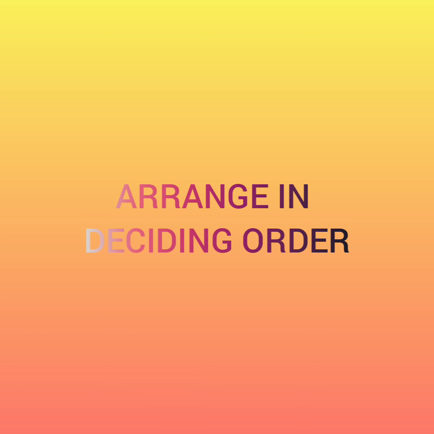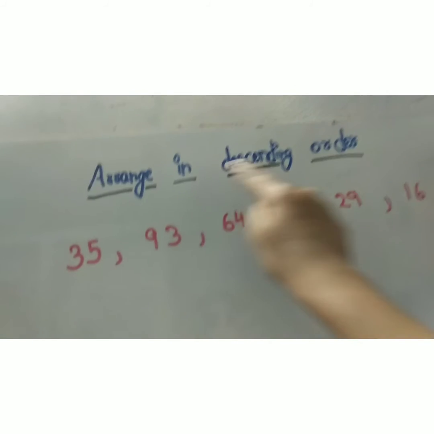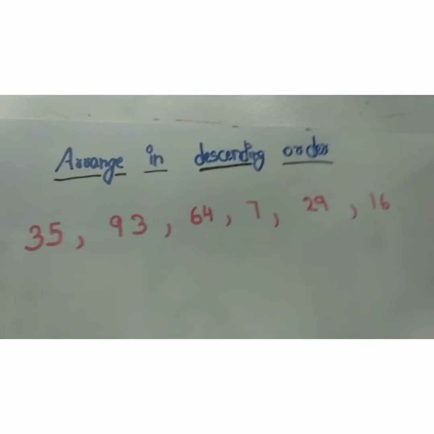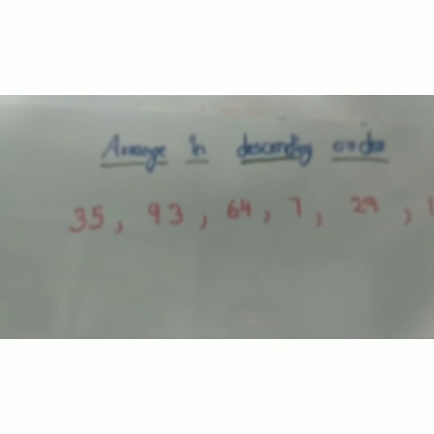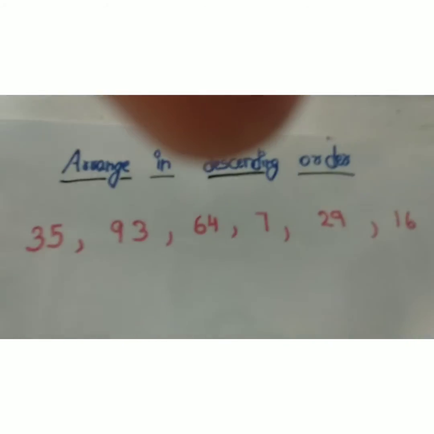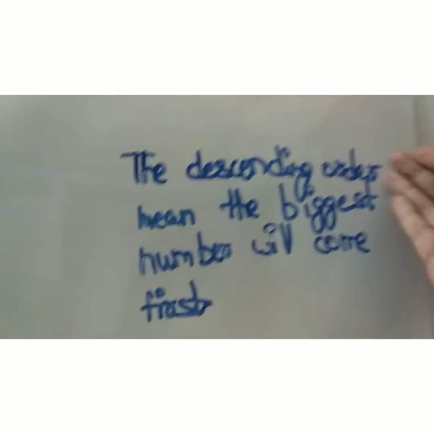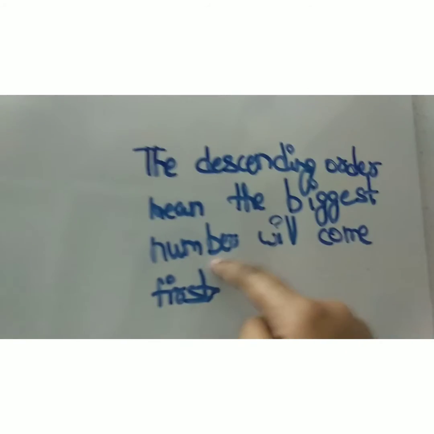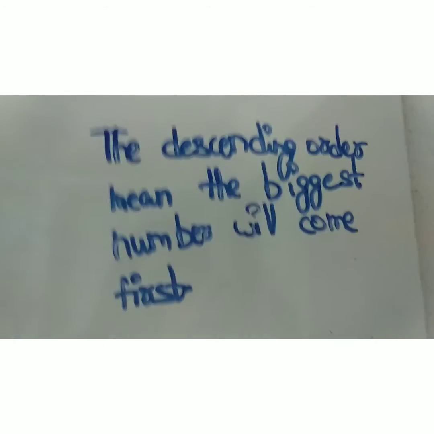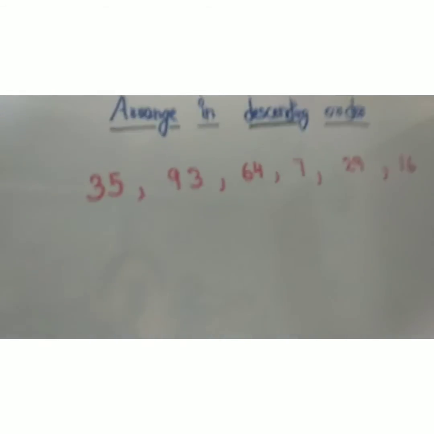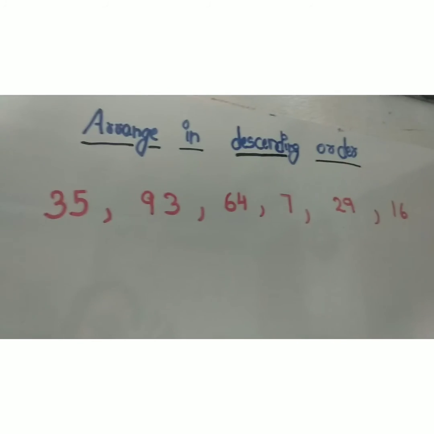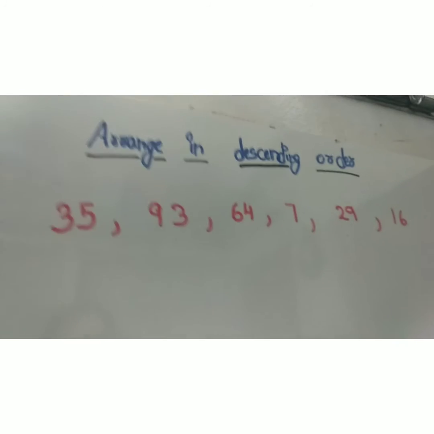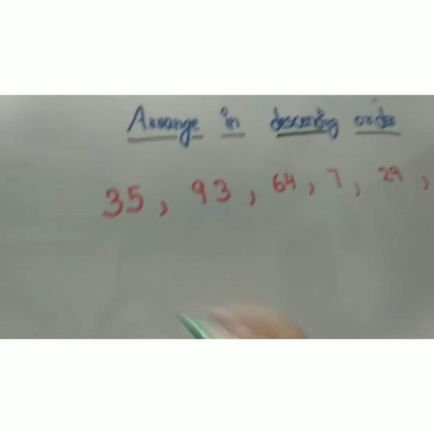Arrange in descending order. So students, let's arrange these numbers in descending order. Descending order means the biggest number will come first. Now let's write. Tell me students, what is the biggest number in these numbers? Yes, 93.